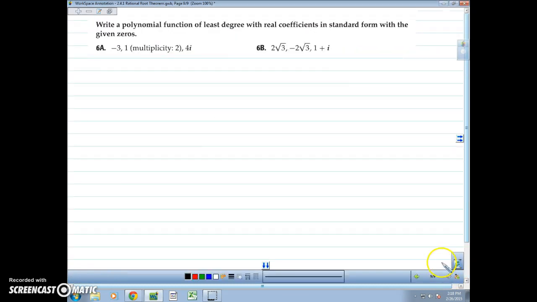Okay, try these two on your own. Notice that 4i is a complex number. We usually don't write it like this, but you can think of it as 0 plus 4i, which means you'll also have the complex number 0 minus 4i. And because they told you that 1 has a multiplicity of 2, make sure that you include that twice. So you'll have x minus 1 and x minus 1, both in yours. Okay. Same thing with 6b over here. Give those a try. I'll put up the answers right at the end.